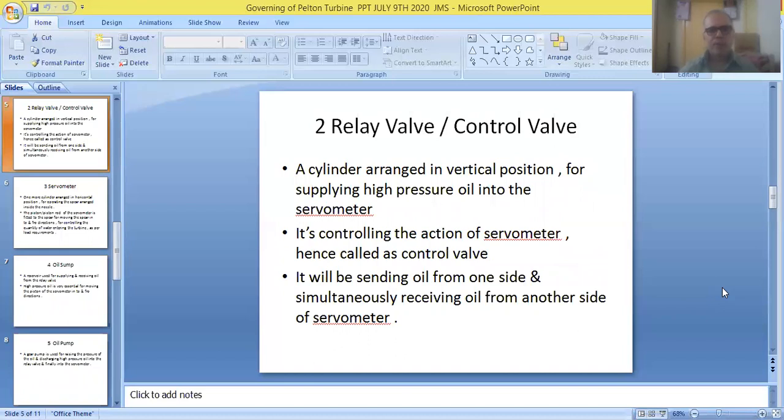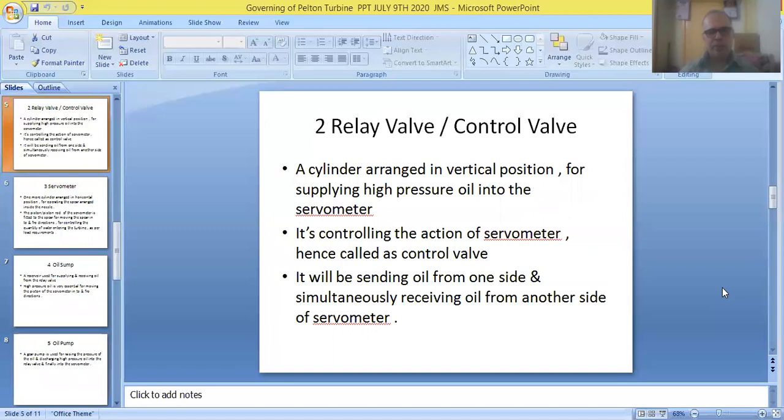So the next thing is the relay valve. It's a vertical cylinder, the first cylinder held in vertical position for supplying high pressure oil into the servometer. So obviously it's controlling the action of the servometer. That's why it is called a control valve.